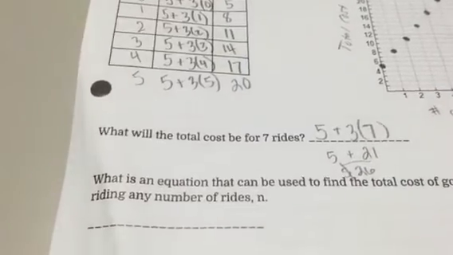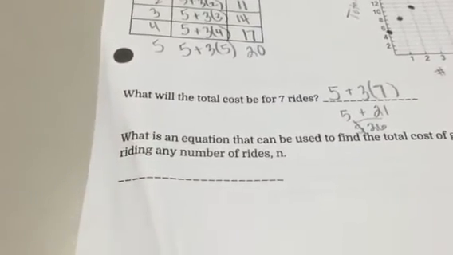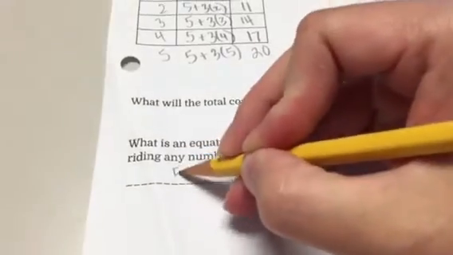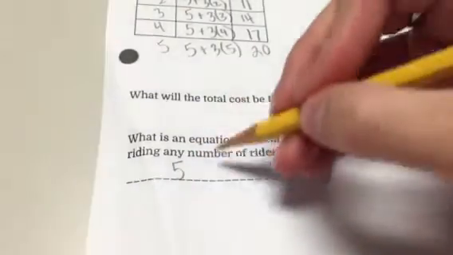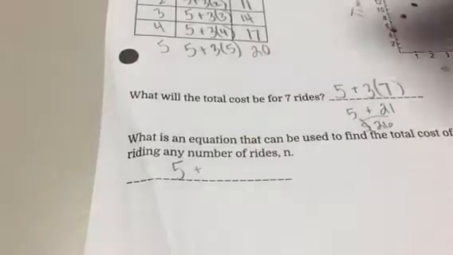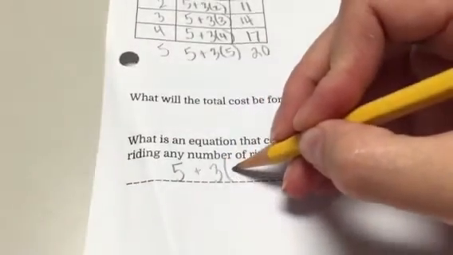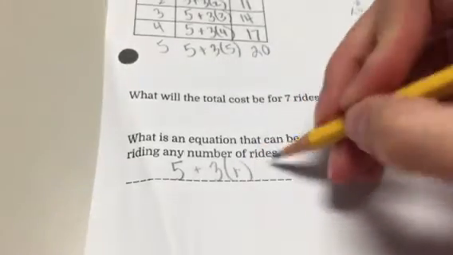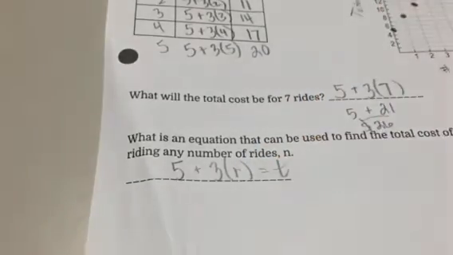So now it's just writing that equation. So that's what I'm going to do. I know I'm starting with 5. I know that it's $3 per ride. And in this case, we used an R for ride. And that gives us our total cost.